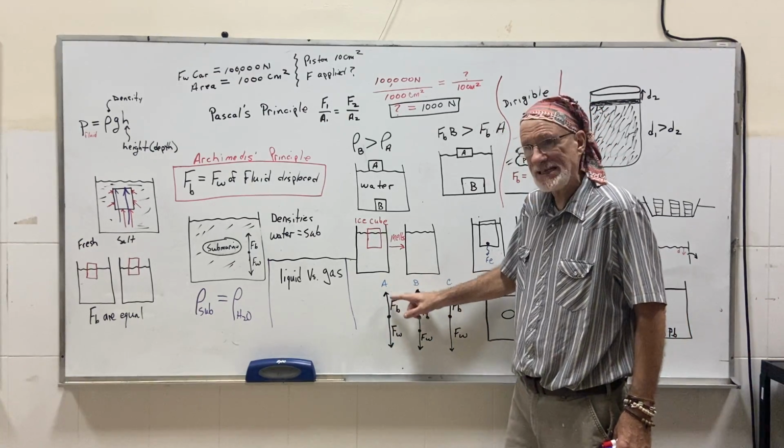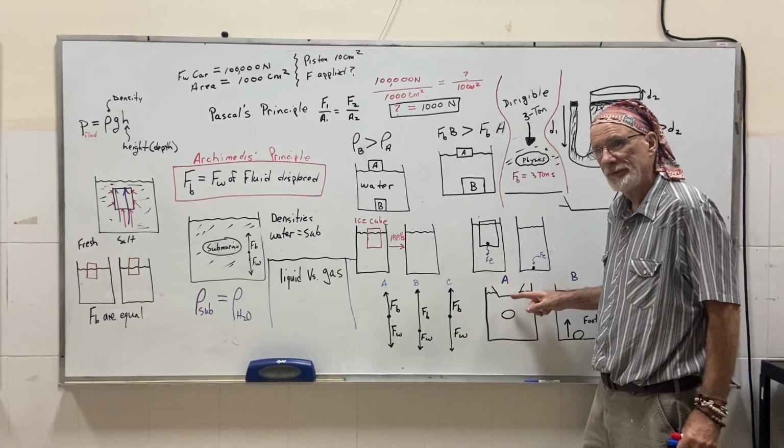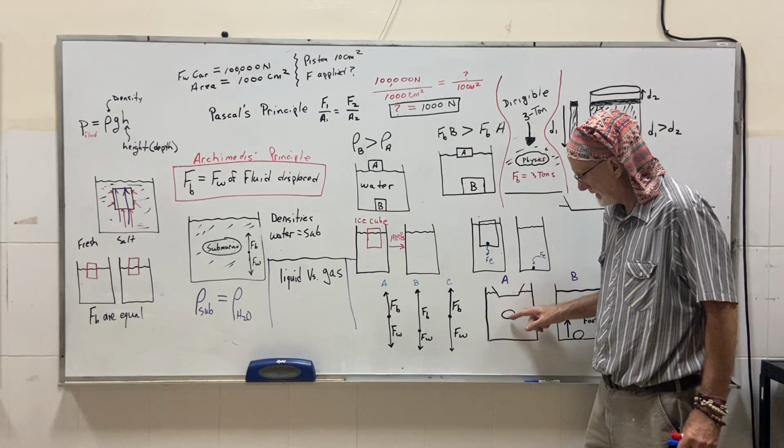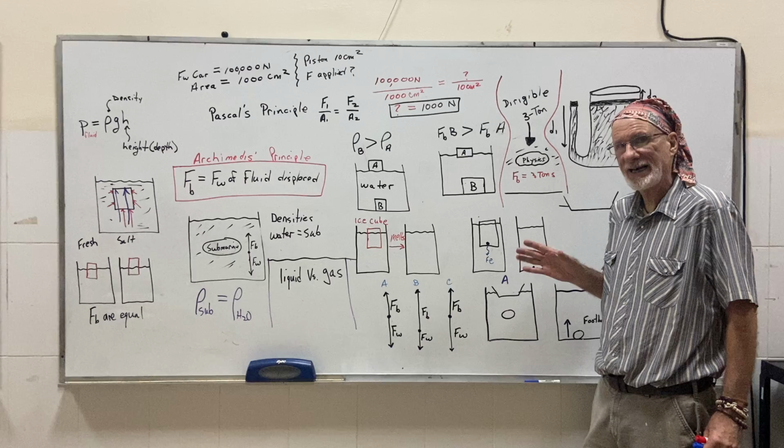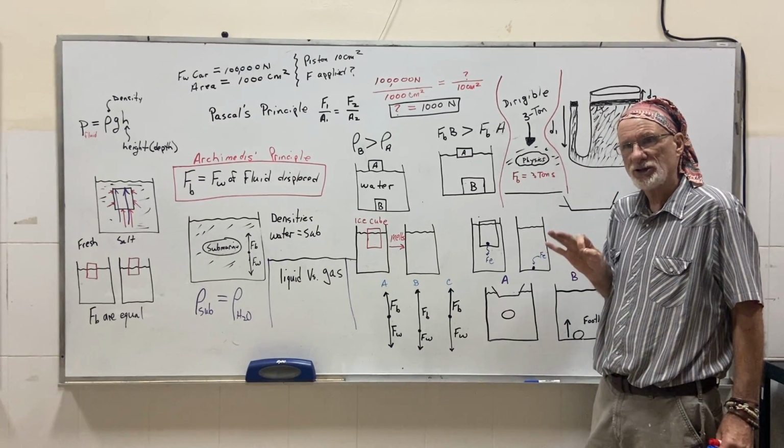This means that it's either floating like a ship, or it's in the middle of the water column and it's not going to go anywhere. It's not going to go up or down. There's no net force. Understood? Yes.